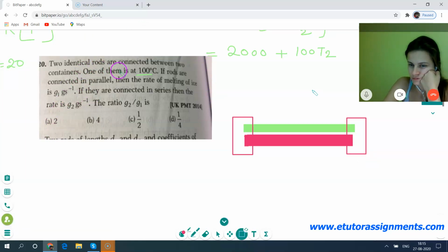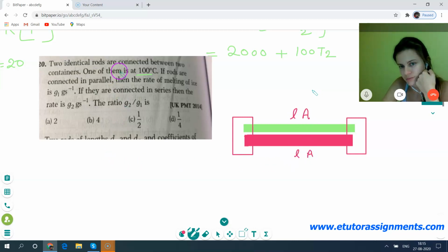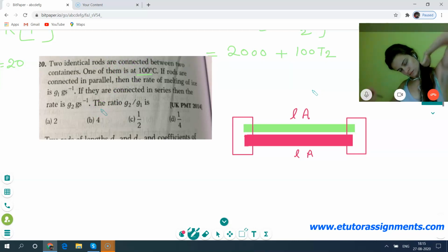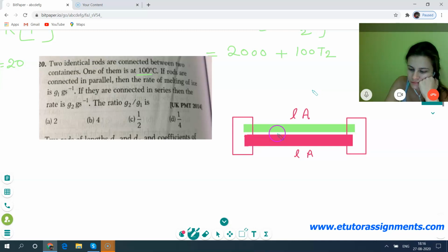Two identical rods are there. Very good. Identical: same length, same area. Two identical rods, correct? Then K will also be the same, right? When two identical rods are there, K will be the same or not? What is K? Thermal conductivity, constant. Is it clear?